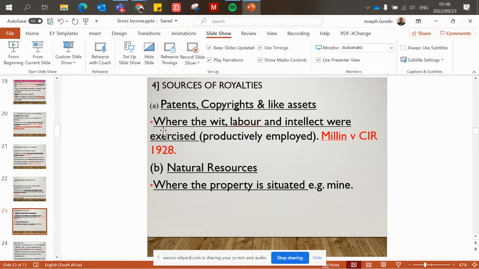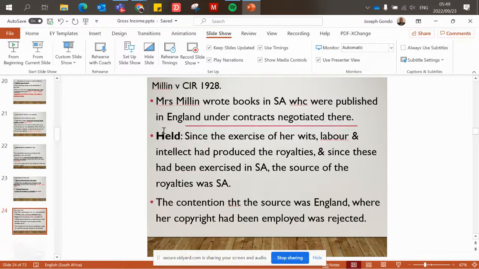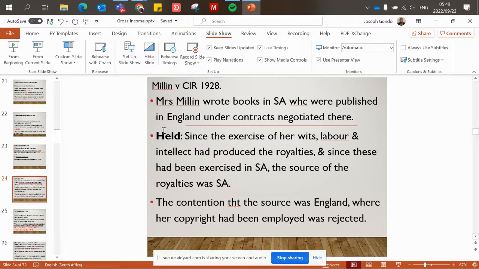What about the source of royalties, like patents, copyrights, and like assets? It is where the wit, labour, and intellect were exercised. This one is referred to in the case of Millin versus Sears, 1928. What about natural resources? The source is where the property is situated, e.g. a mine. So this was the case.